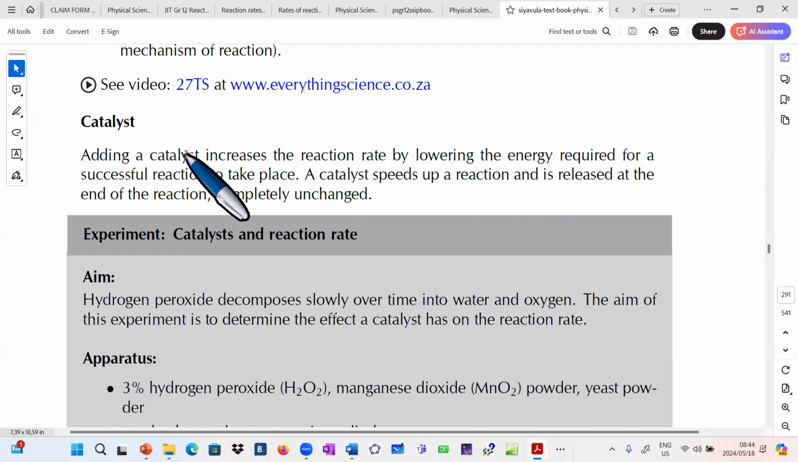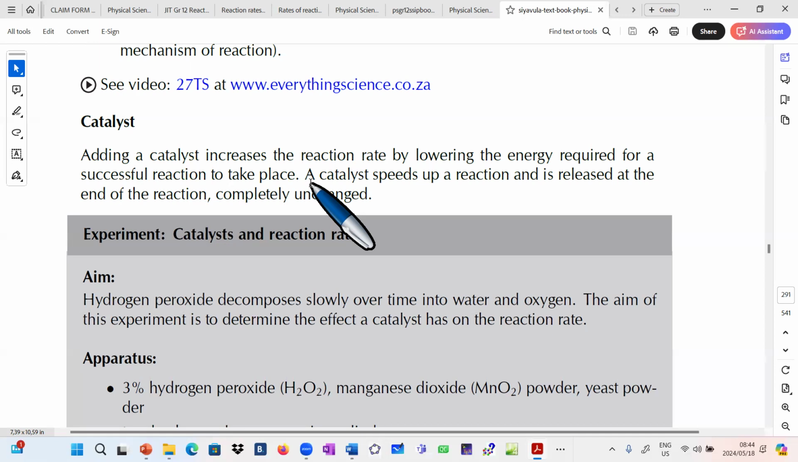This is very important. Adding a catalyst, what does it do? It increases the reaction rate. How does a catalyst increase the reaction rate? By lowering the energy required for a successful reaction to take place.